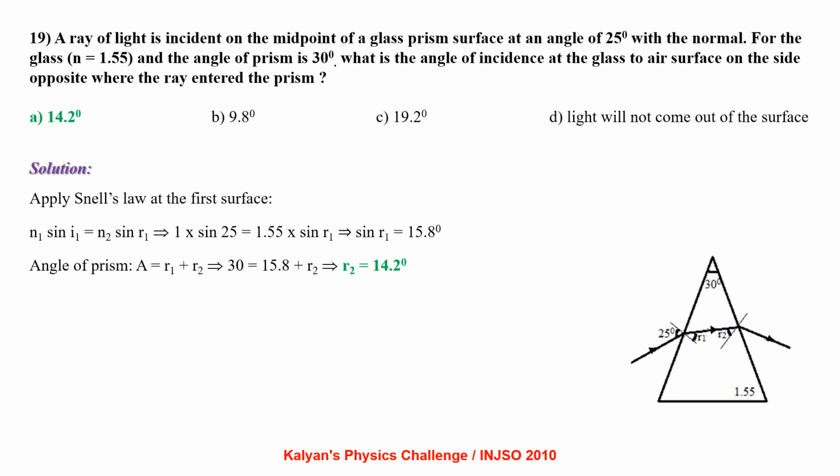Applying Snell's law at the first surface, n1 sin I1 equals n2 sin R1, from where we get R1 equal to 15.8 degrees. Angle of prism is A equals R1 plus R2, from where we get R2 equal to 14.2 degrees. This is the angle of incidence at the second surface.